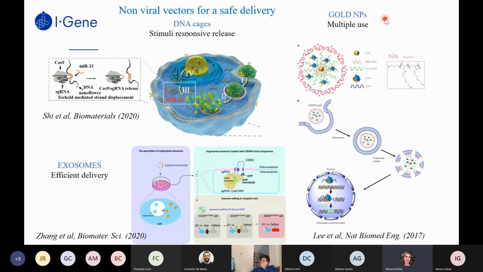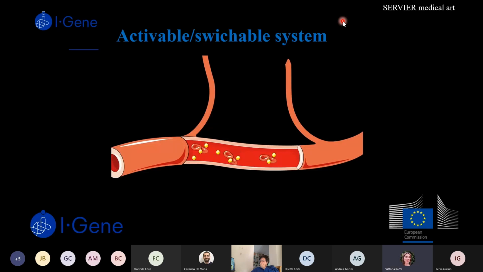And there are other scientists working on gold nanoparticles. My team is working on that as well. So I will give you a practical example on that. Okay. So let's discuss this example.